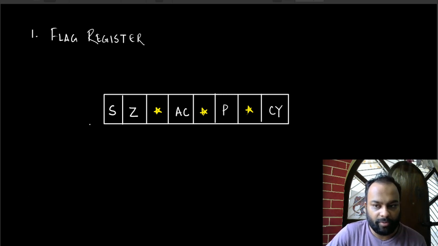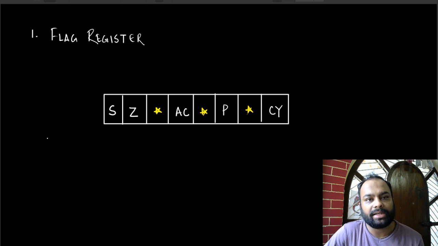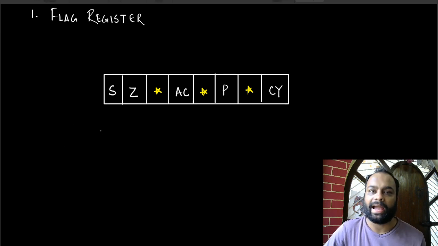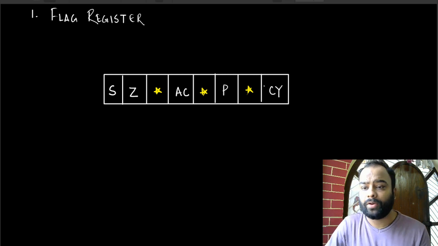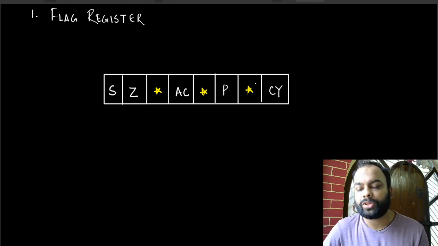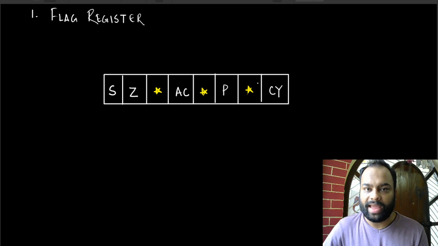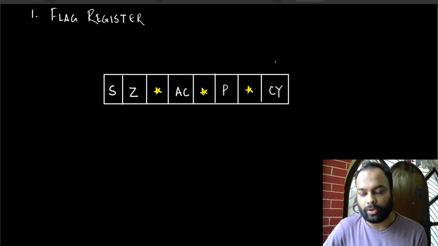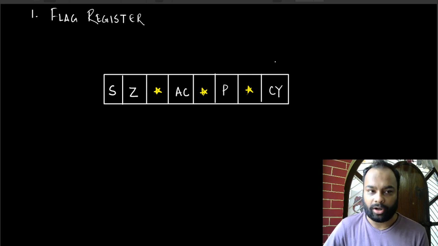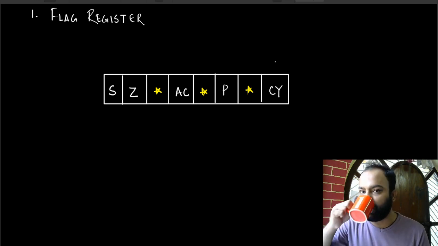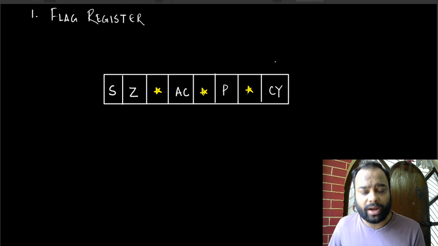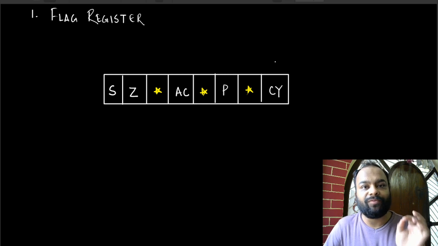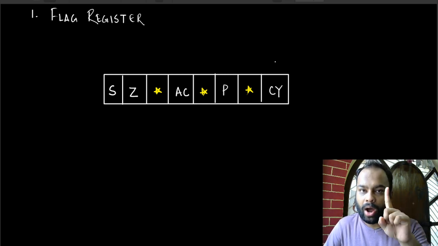Now we shall discuss every single one of them individually, but let's look at the most important flag, namely the carry flag. So what is the carry flag? The carry flag indicates whether the last operation that you did, or the last instruction that you executed, resulted in a carry or not. If the last instruction resulted in a carry, then the carry flag will be set. And when I say a flag is set, it means the flag has gotten a value of 1.